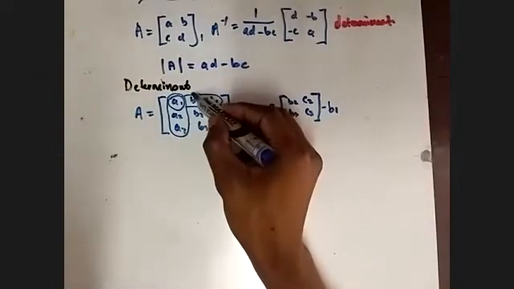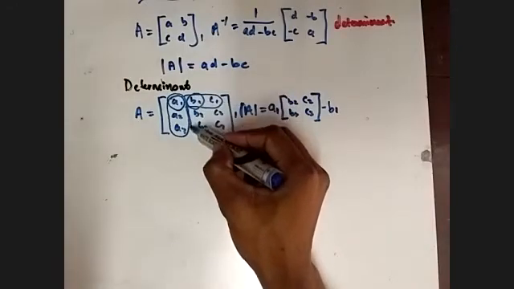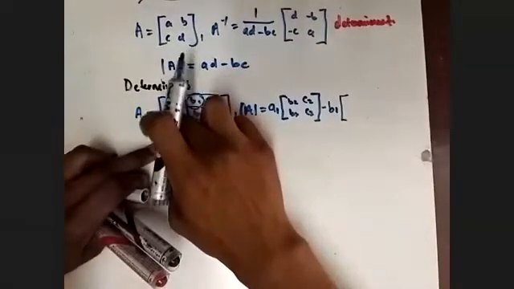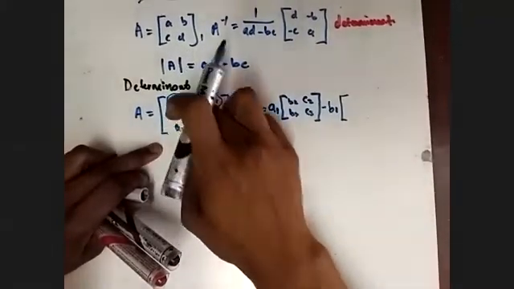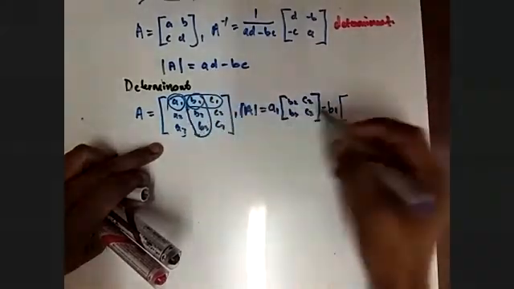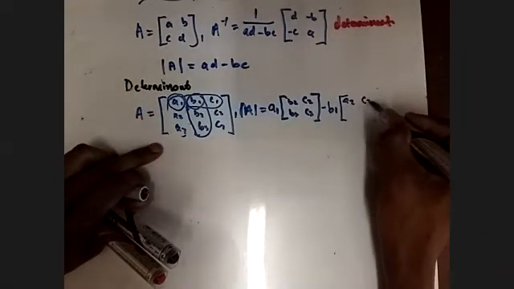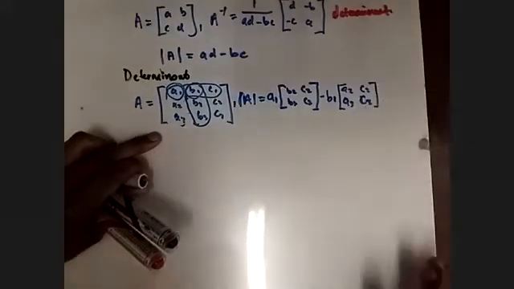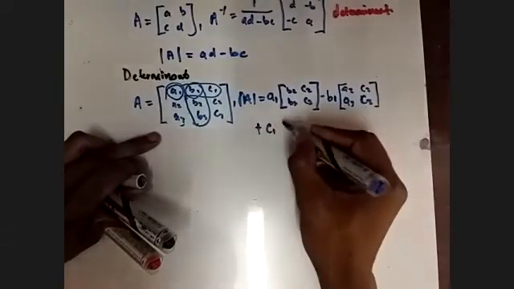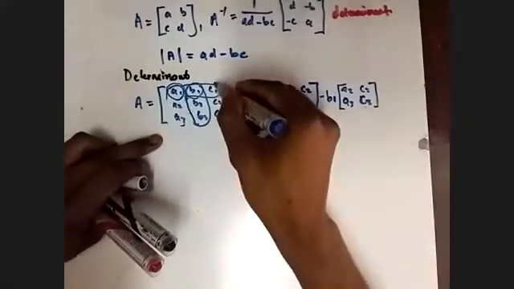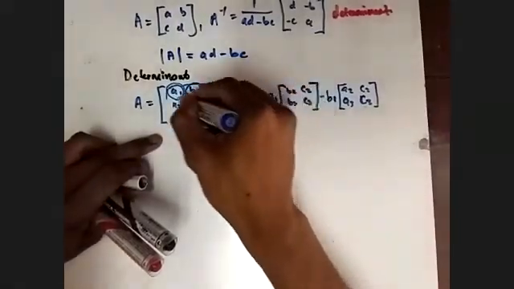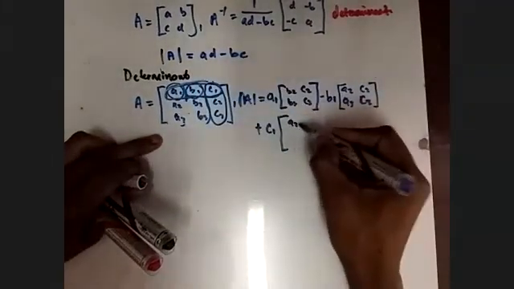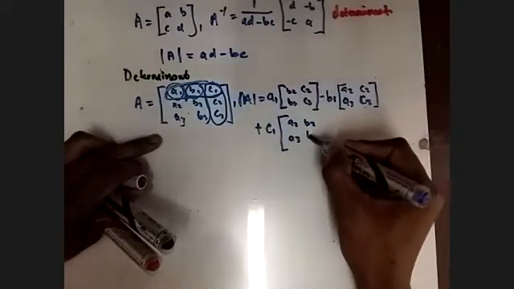Now you see, when I take B1, what happens? I have to close this and this part. What is left is the ones that I didn't close, so it becomes A2, C2, A3, C3. And then when I take the C1 part, I have to close these ones, so it becomes A2, B2, A3, B3.